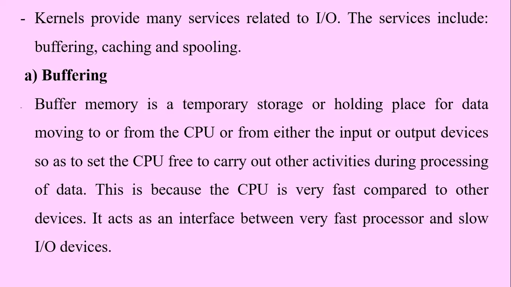Buffer memory is a temporary storage or holding place for data that is moving to or from the central processing unit, or from either the input or output devices, so as to set the CPU free to carry out other activities during processing of data. This is because the CPU is very fast compared to other devices. It acts as an interface between the very fast processor and slow I/O devices.